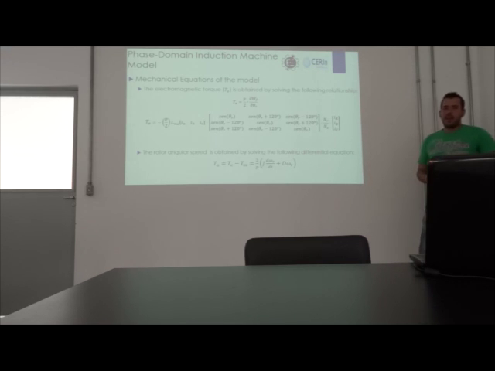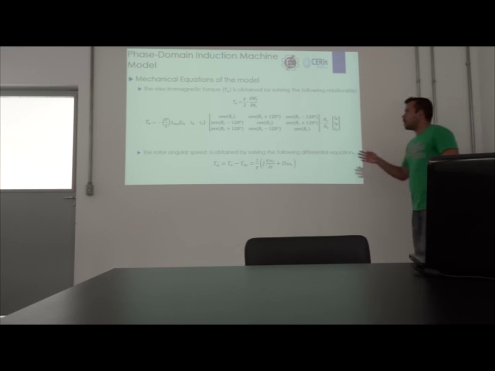Now I have finished talking about the electrical equations of the model, so let's move on to the mechanical equations of the model. First, let's talk about the electromagnetic torque. The electromagnetic torque is obtained by solving the following relationship. Electromagnetic torque is equal to P over 2 times dWf over d theta r. P is the number of poles of the machine, Wf is the stored energy in the machine coupled field, and theta r is the rotor angular position.